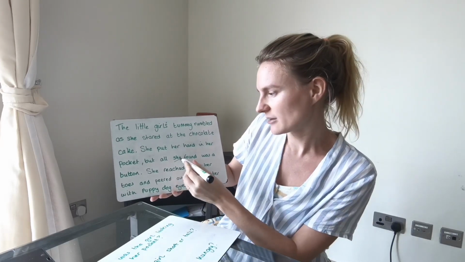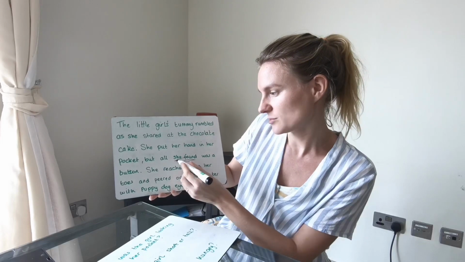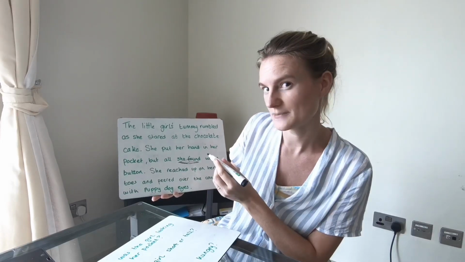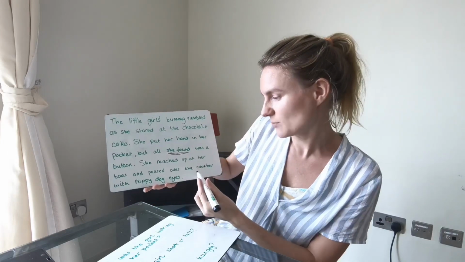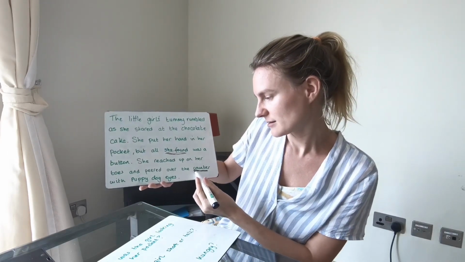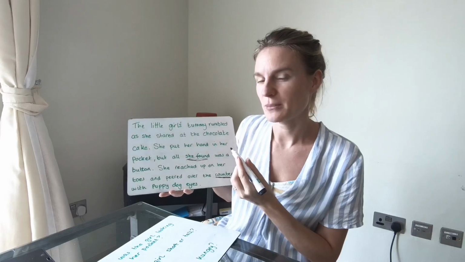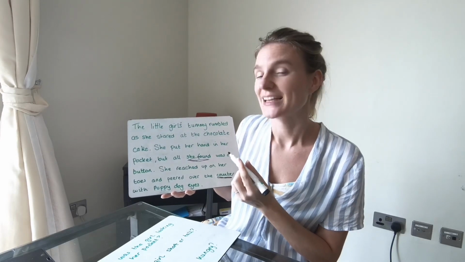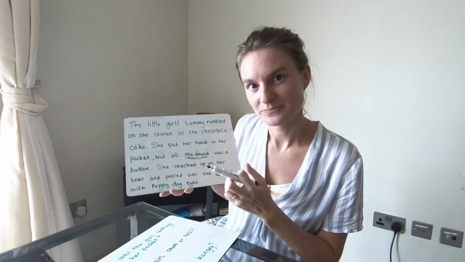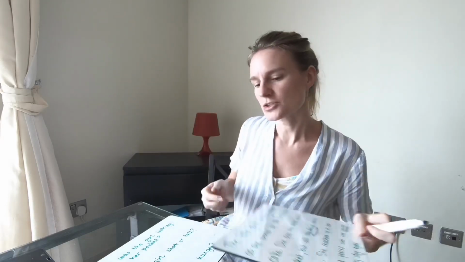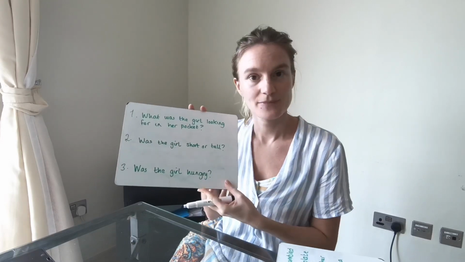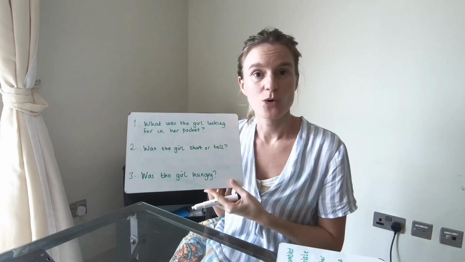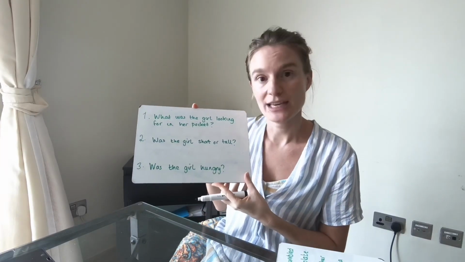So she's looking for something. It says here she found. So she was looking for something in her pocket. And she wants the chocolate cake. And she's somewhere with a counter. So what do you think she's looking for in her pocket? She's looking for money, isn't she? To buy the cake. So back to the question. What was the girl looking for in her pocket? The girl was looking for money in her pocket.